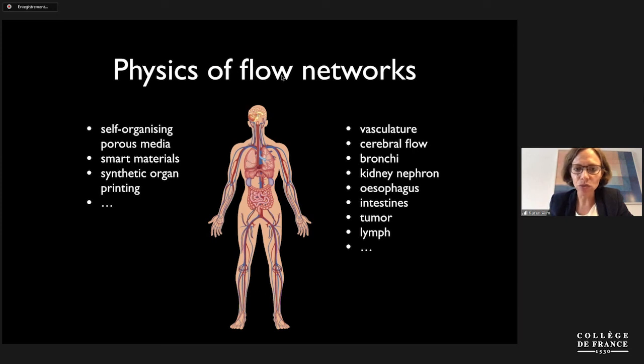So, just to outline, this is us, this is humans, and we're filled with flow networks, starting from the vasculature, but also going through our bronchi, our whole intestinal system, and so on. We're filled with flow networks, and they're also a key building block of applications such as porous media, and for designing smart materials or synthetic organ printing. Understanding the dynamics of this self-organization is challenging physics, and combining math and experimental observation will solve it.